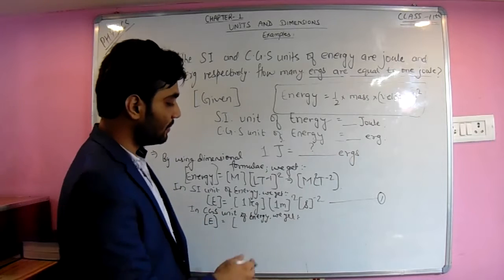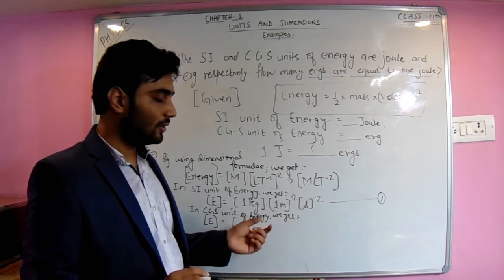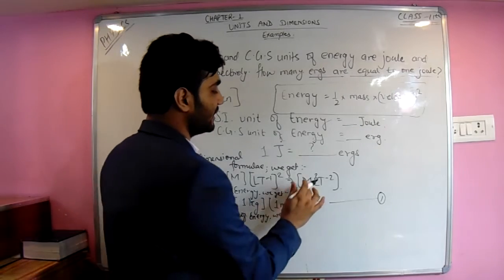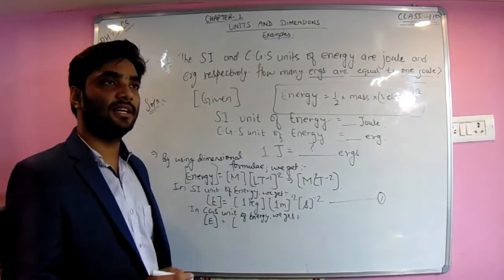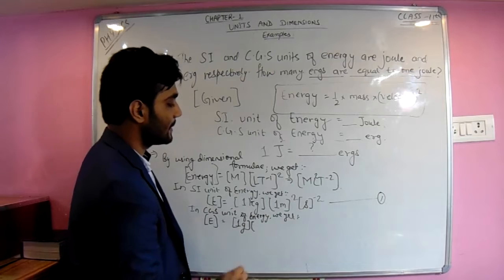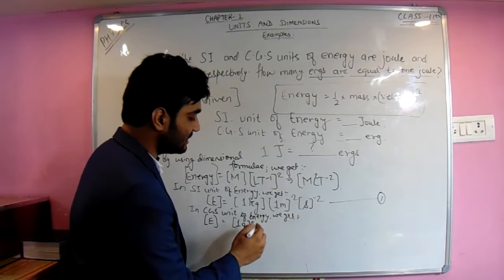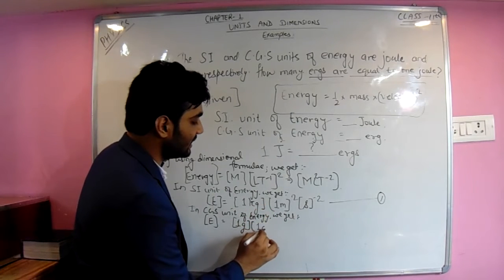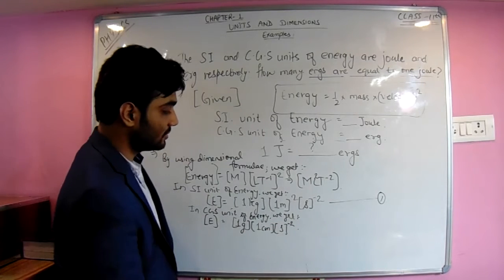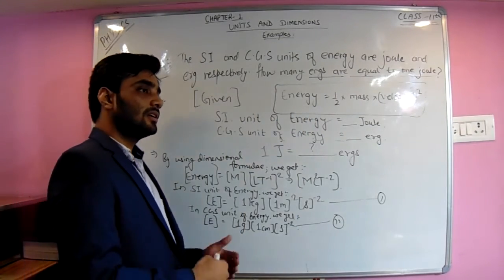But in the CGS unit, you have to think of mass only, not the whole formula. Only one physical quantity, that is mass. And mass has the CGS unit, that is 1 gram. 1 meter in SI unit, but in CGS unit the length is 1 centimeter, and second is second, no change. We have to compare these things.